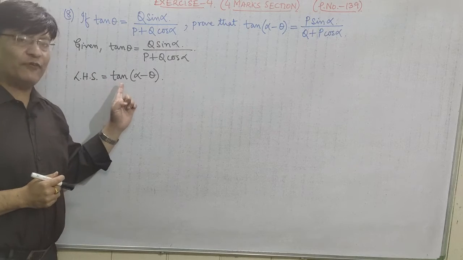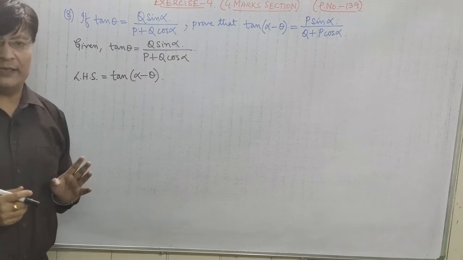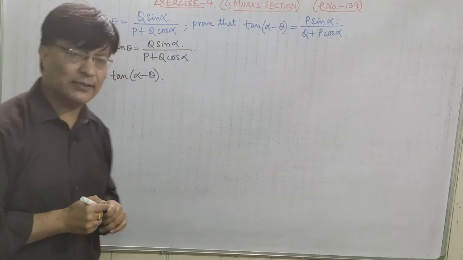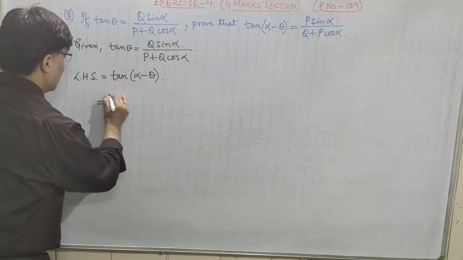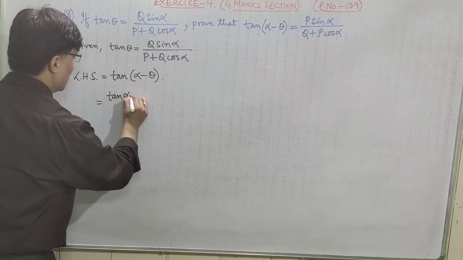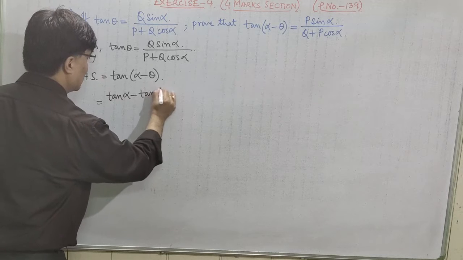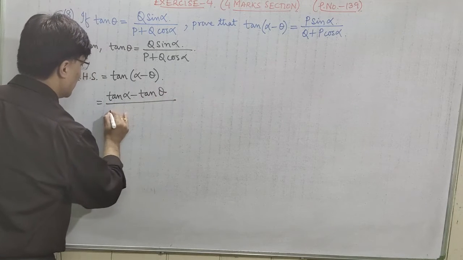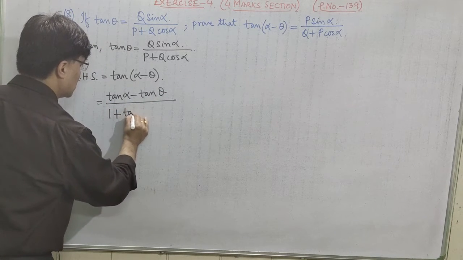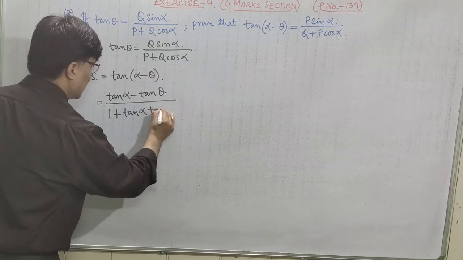You can use the formula of tan of a minus b. So now you know tan of a minus b, isn't it? What is tan of a minus b? That is tan a minus tan b divided by 1 plus tan a tan b. That is, tan alpha minus tan theta divided by 1 plus tan alpha tan theta.